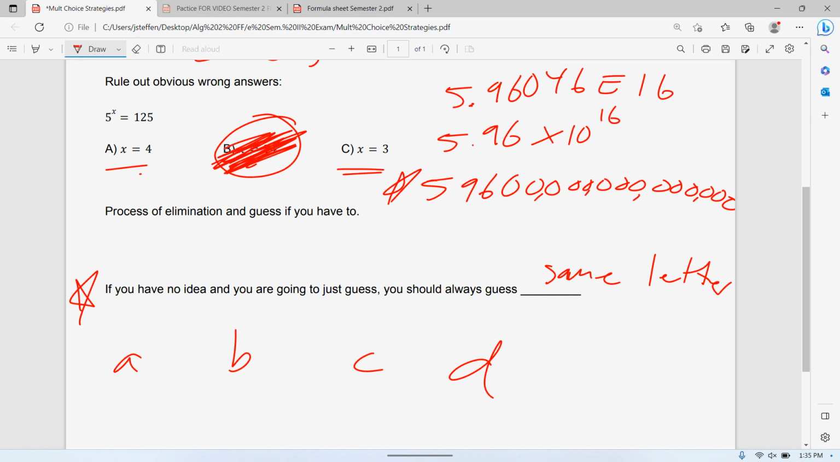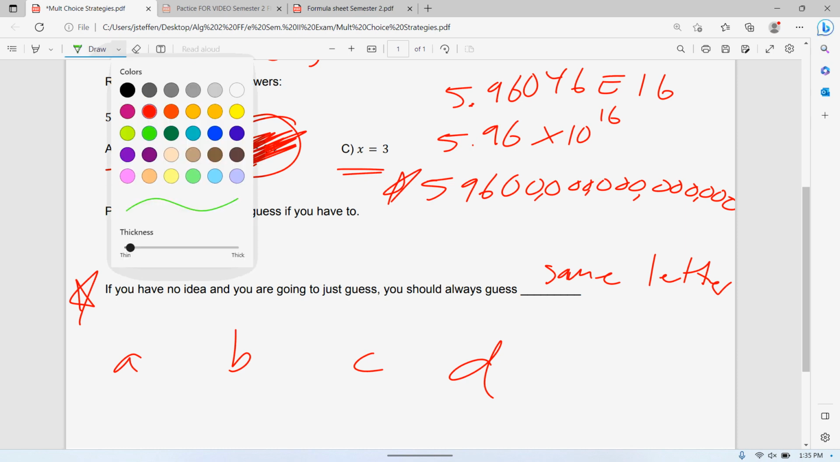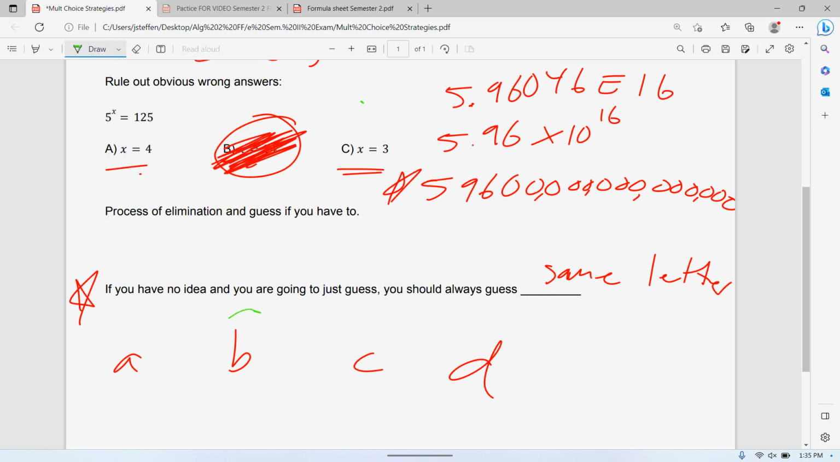And the main reason for that, mathematically, is if you just randomly guess, there's a lot more likely chance that you'll guess the wrong one every time. But if I guess C every time, eventually you might have one that has a C in there, or B or A. So again, if you don't know and you're not sure and you just have to guess a letter, it doesn't matter if it's A, B, C, or D, just make sure it's the same letter.